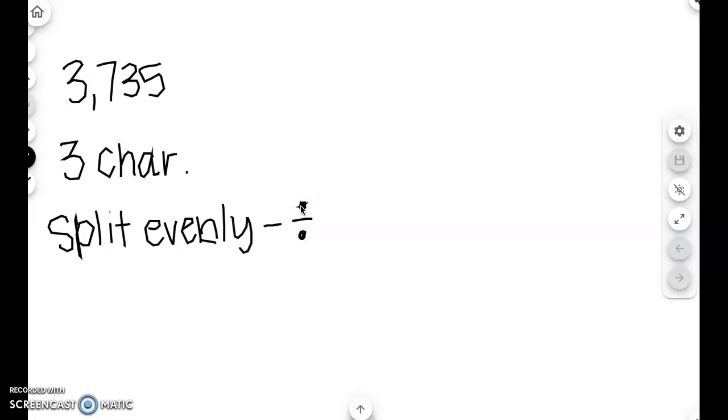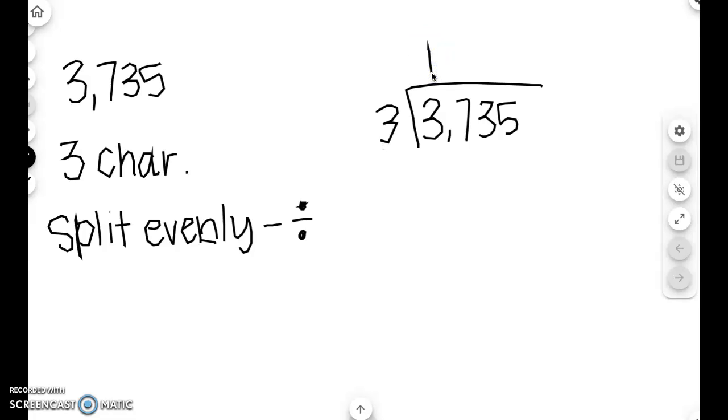So all I'm going to do is 3,735 divided by my 3 charities. So asking myself how many groups of 3 can I make from 3? That's 1. 1 times 3 equals 3. Subtract, equals 0. And then I'm going to bring down my 7.